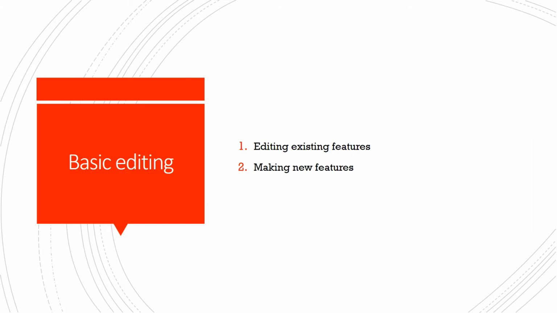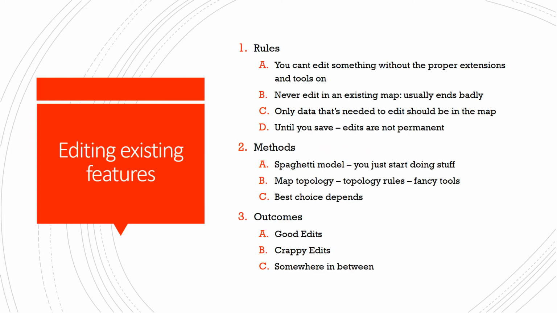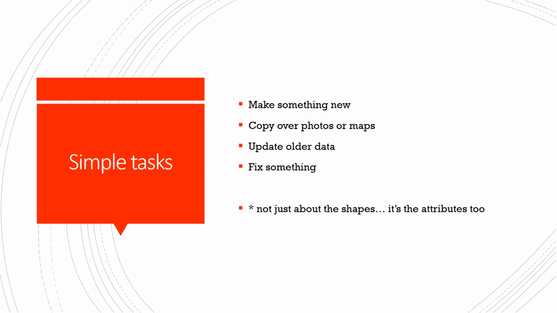Let's talk a little bit about basic editing. It really comes down to two things: editing something that already exists or making something new. The big thing here is to know that if you just start making stuff willy-nilly, you're going to end up with a spaghetti model. You're better off to have some topology rules in place and to utilize tools and things like that to create some map topology so that you end up with a better quality product. If you're going to make something new, the first thing you do is make something empty, and then you fill in the blanks, you draw the feature, if you will.